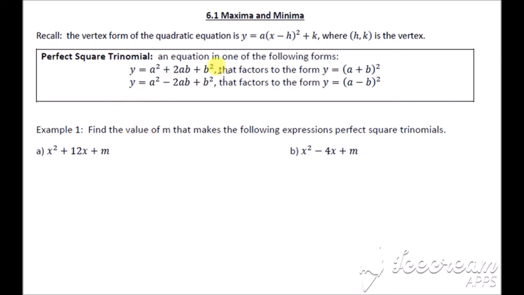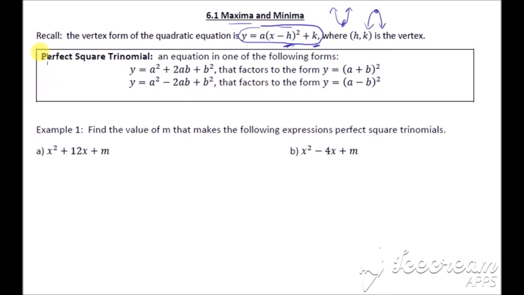6.1 maxima and minima. When we look at maxima and minima, we're talking about the vertex, like the minimum value or the maximum value. As a recall, the vertex form of the quadratic relation is in this form, where h and k is the vertex.